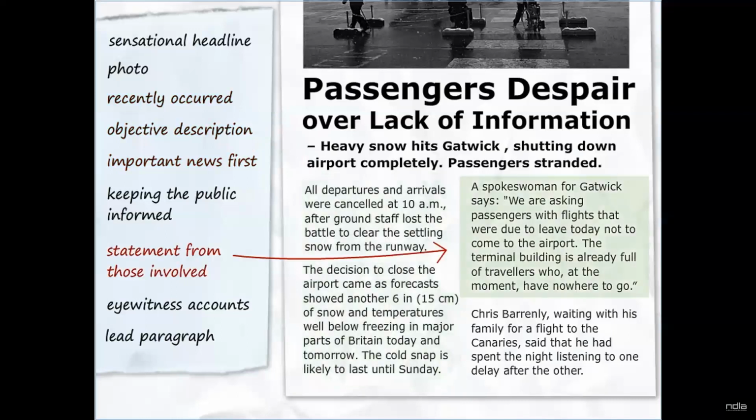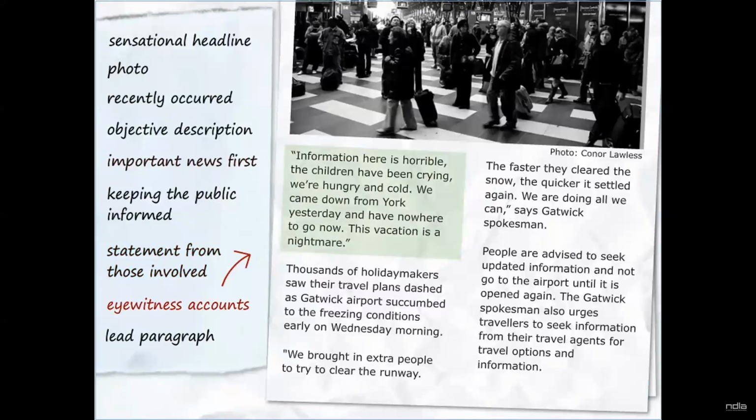A spokeswoman for Gatwick says, "We are asking passengers with flights that were due to leave today not to come to the airport. The terminal building is already full of travellers who, at the moment, have nowhere to go." Chris Barronley, waiting with his family for a flight to the Canaries, said that he had spent the night listening to one delay after the other. "Information here is horrible. The children have been crying. We're hungry and cold. We came down from York yesterday and have nowhere to go now. This vacation is a nightmare."